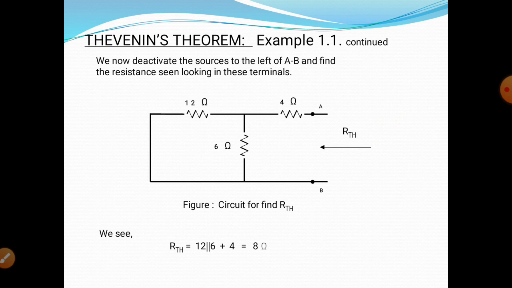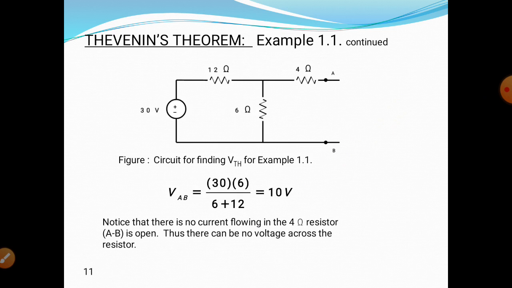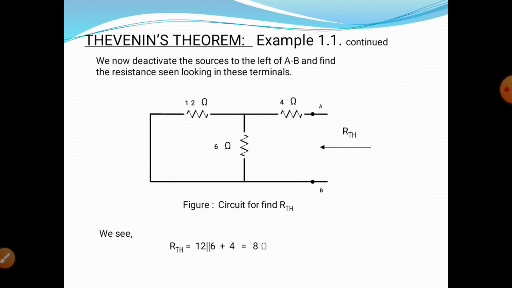Next, we find the value of the total or equivalent resistance. We short circuit the voltage source. So we find the value of R Thevenin: we deactivate the sources to the left of AB and find the resistance looking into these terminals.